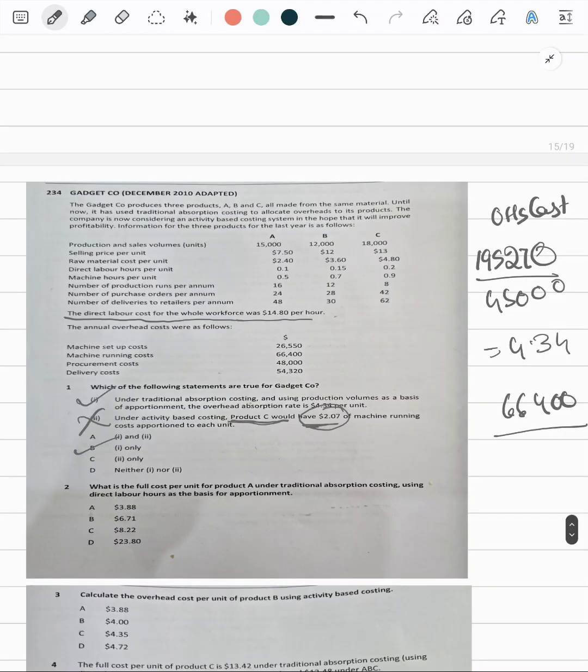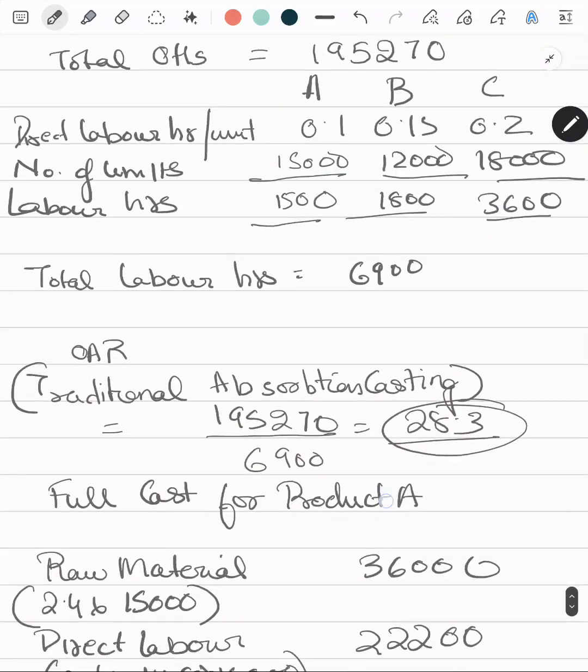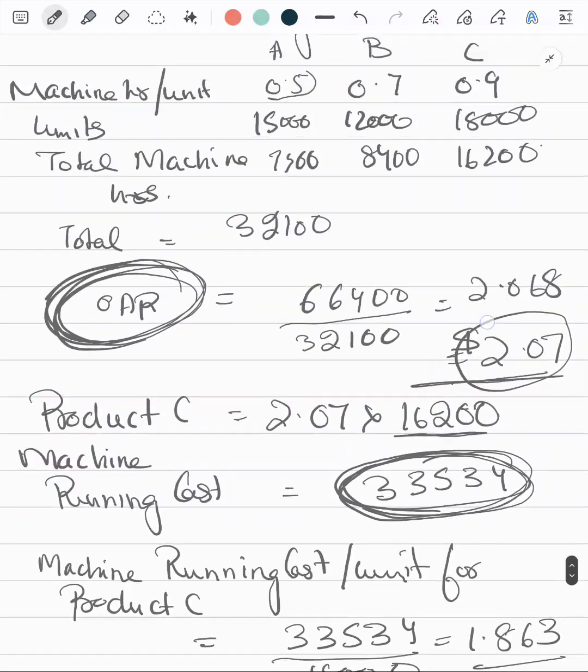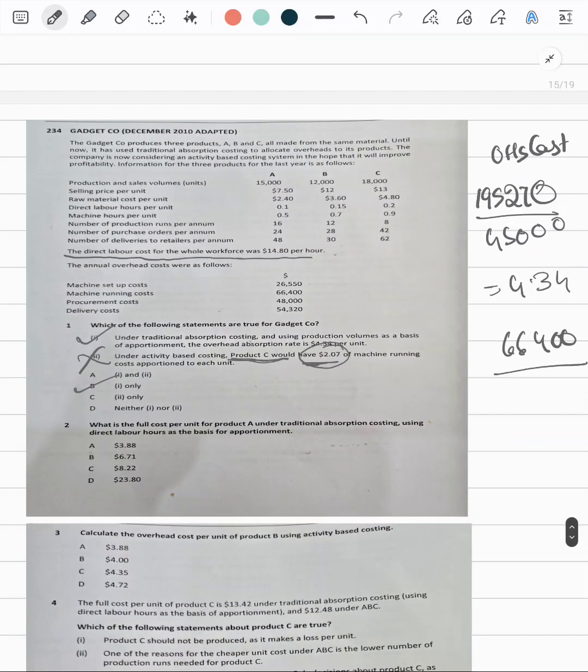So these are the various cost pools which have been given: machine setup cost, machine running cost, procurement cost, and delivery cost. First we will write up the cost pools. So the first cost pool is machine setup cost, and we are calculating this for product B. So for product B, the entire machine setup cost is 26,550.